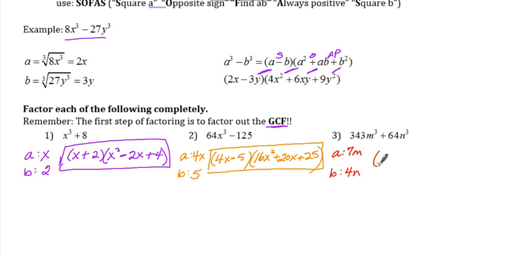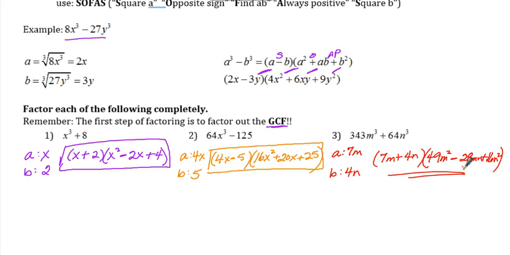Now I build my factors. The first factor always has just an a and a b, and the sign on that one matches. It's the same. The second factor has an a squared, or 49m squared for this one. The second term is a times b, or 28mn. And the last term is b squared, or 16n squared. Now let me do my signs. Same, opposite, always positive.